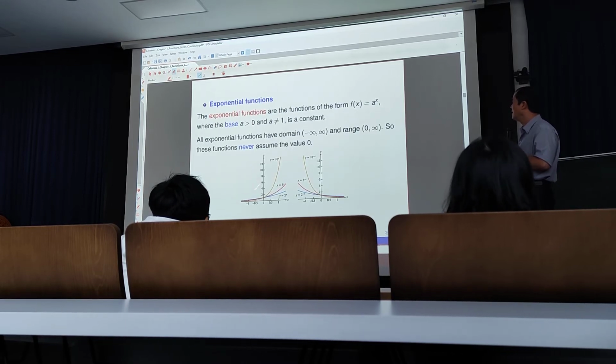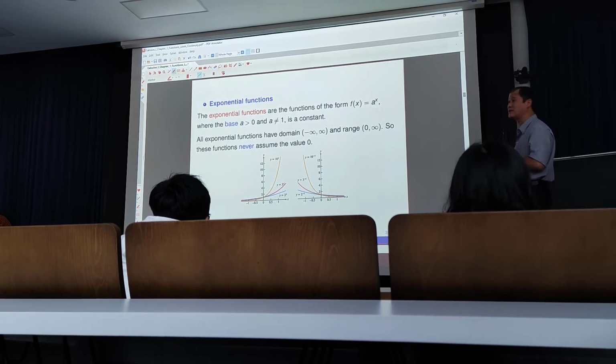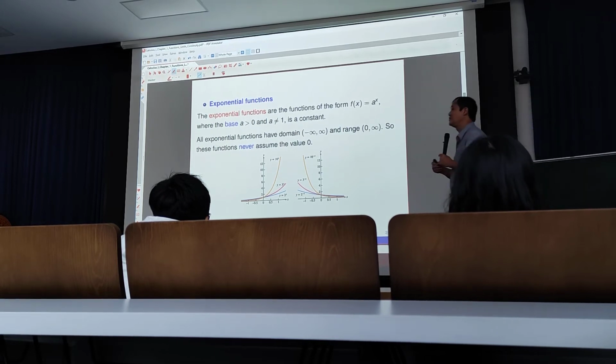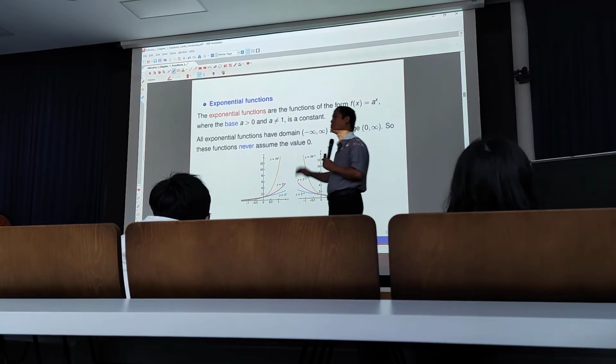Exponential function. In case, if a less than 1, you have decreasing function. A bigger than 1, you have increasing function. And domain defined everywhere, but the range must be positive. A mũ x bao giờ cũng là số dương nhé. Never assume the value 0. Never assume, tức là không có khi nào bằng.